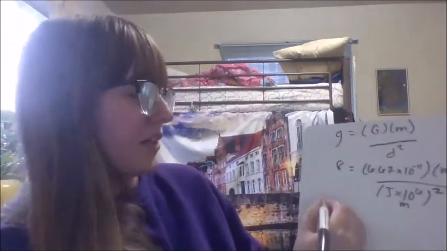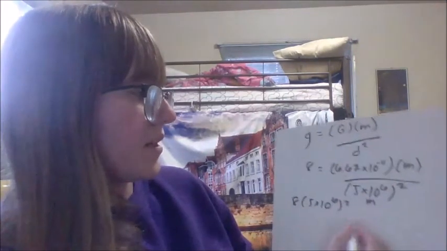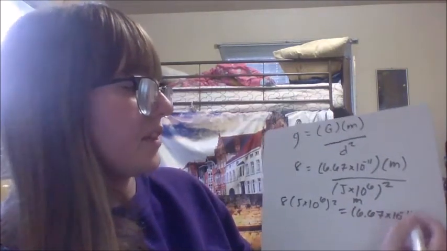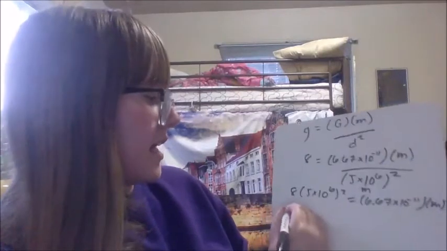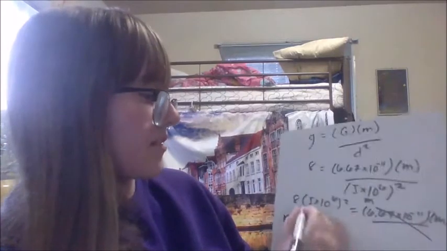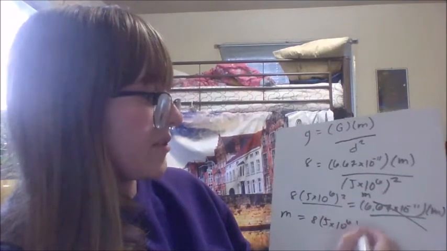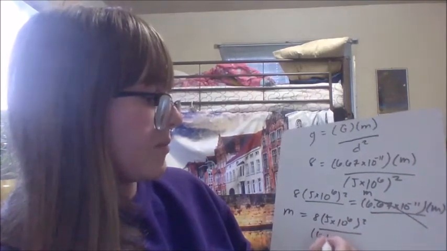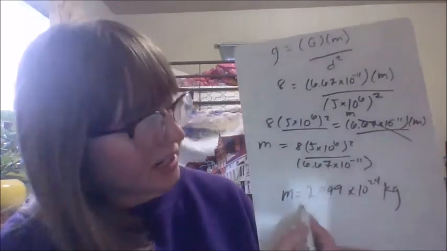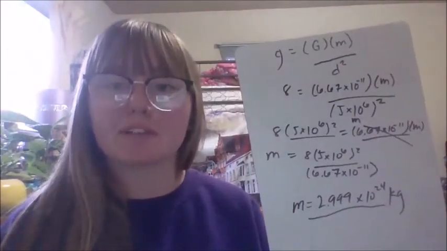squared. So now if we rearrange that, we have 8 times (5 times 10 to the 6th) squared equals 6.67 times 10 to the negative 11th times the mass of the planet. If we rearrange that once again and divide everything by this constant, that's going to cross out and the mass will carry over. So we have 8 times (5 times 10 to the 6th) squared all over 6.67 times 10 to the negative 11. And if we calculate that out, which I just paused to do, we get 2.999 times 10 to the 24th kilograms for the mass of the planet.